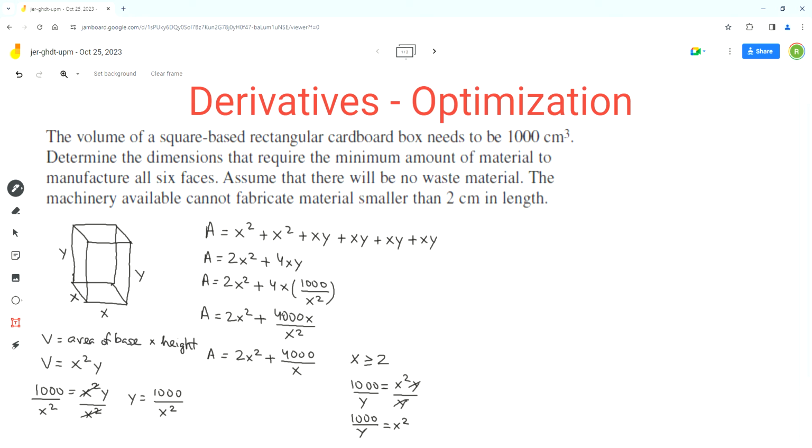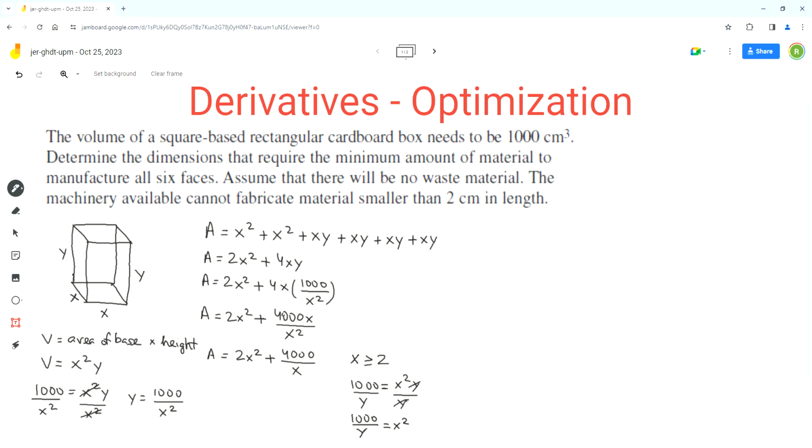So now we have to find the derivative of this area equation. In this case we have to find the derivative because we have to find the x value that will minimize the amount of material required. That means we are looking for the x values at which the graph forms the valleys, because at the valleys the tangent is horizontal.